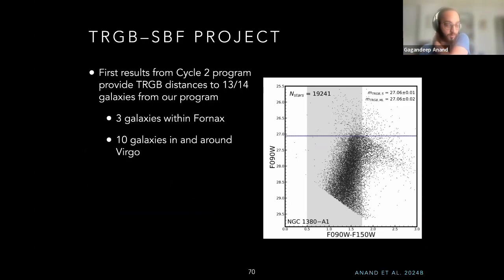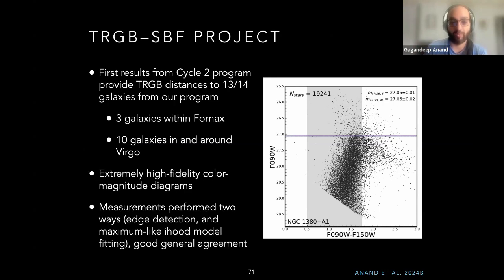And so the first results from this program provide distances to 13 out of the 14 galaxies. One came later, so we're still working on that. For purposes of a TRGB SBF calibration, the color magnitude diagrams are really high fidelity. As you can see here, they're very high signal to noise, several magnitudes above the faint limit. And the measurements are performed 2 different ways, and there's good agreement. And so JWST is going to be really good for this kind of experiment, is what we're finding.